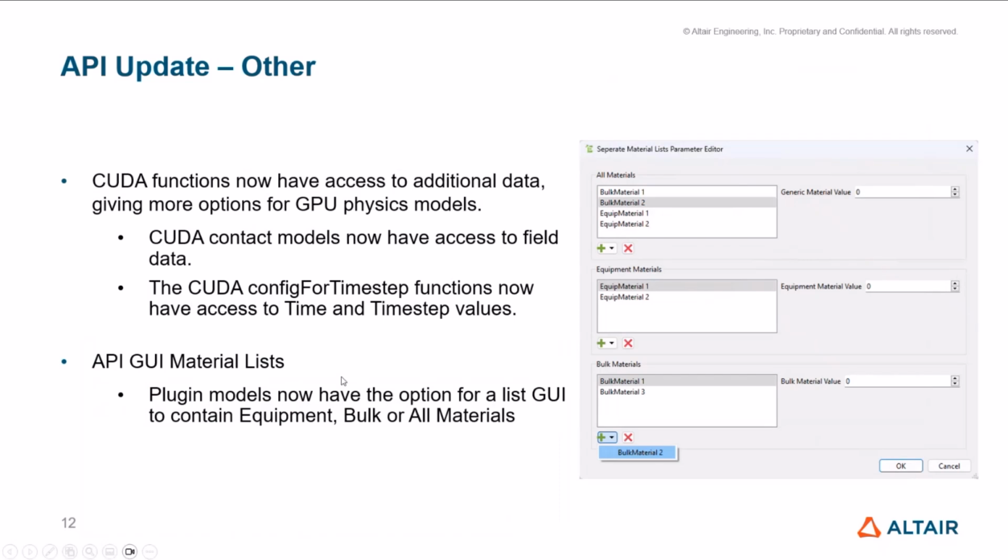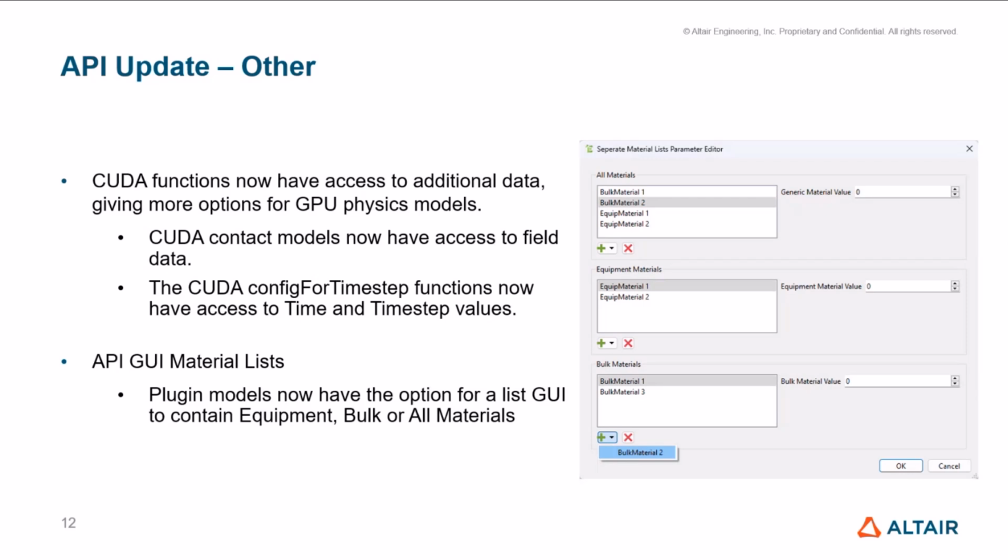Okay, and then more minor things to API, just that we had some inconsistencies between the GPU version of the solver when handling APIs and EDEM running in general. So this is things like having access to field data, then you get the value, the current time value wasn't available on CUDA in the config for timestep function. So it just makes things a bit more consistent.